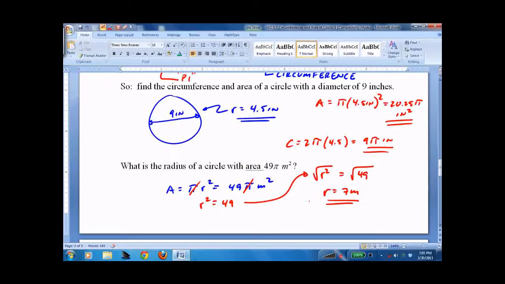By the way, there's nothing magical about pi always being on the top. It usually is, but it could be on the bottom. You can multiply it out. You can divide it out. It's just a number. It's an irrational, but still a number.